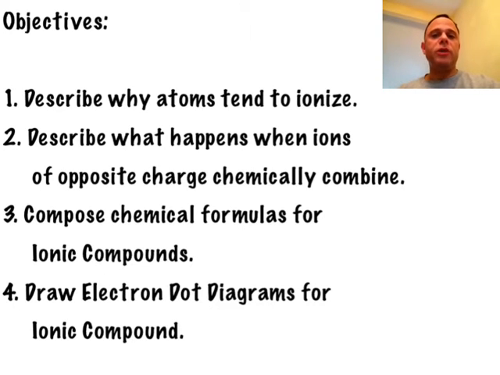Hey everyone, the objectives for this video are the following. Describe why atoms tend to ionize, because when they ionize, we could then describe what happens when ions of opposite charge chemically combine. We're then going to compose chemical formulas for ionic compounds and hopefully get to draw electron dot diagrams for ionic compounds. Those are our Lewis dot structures.